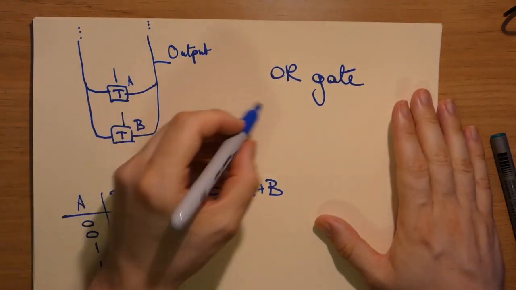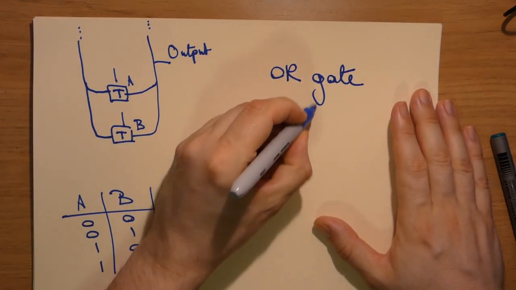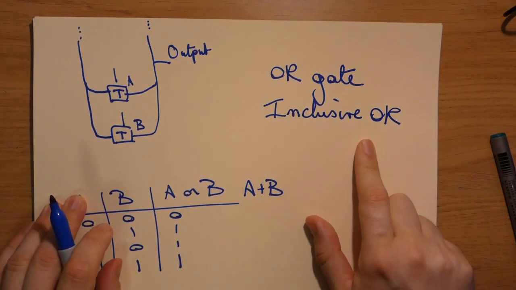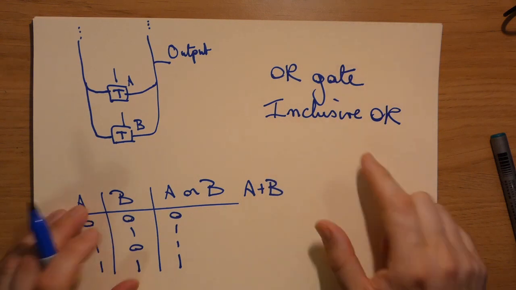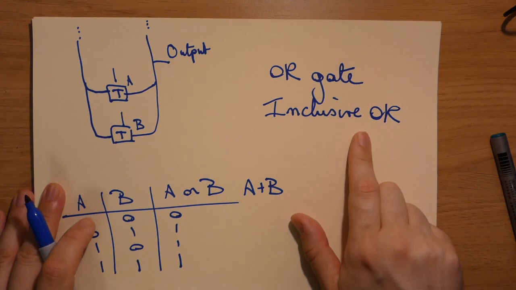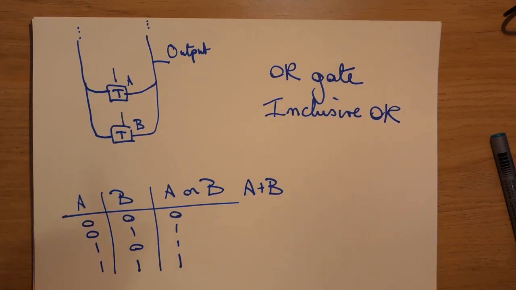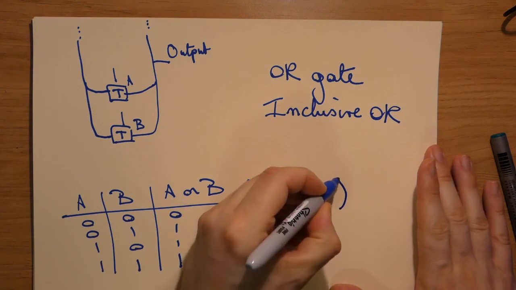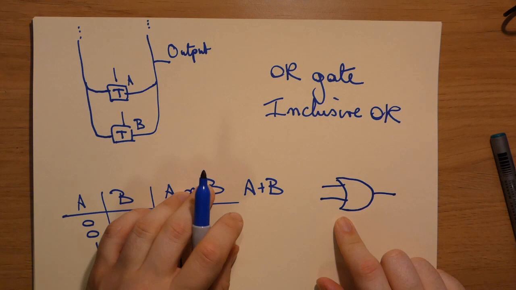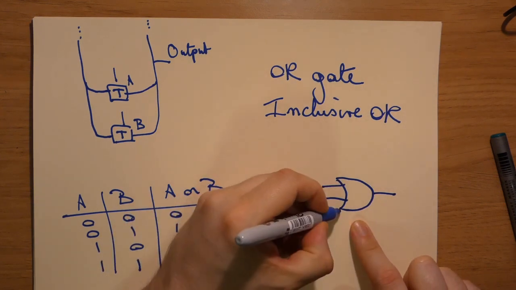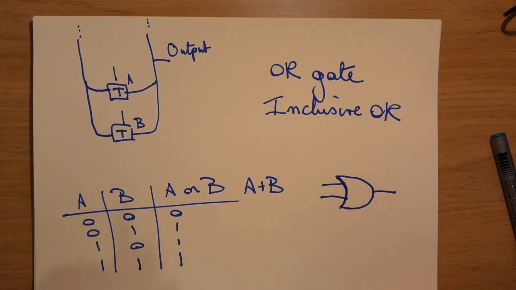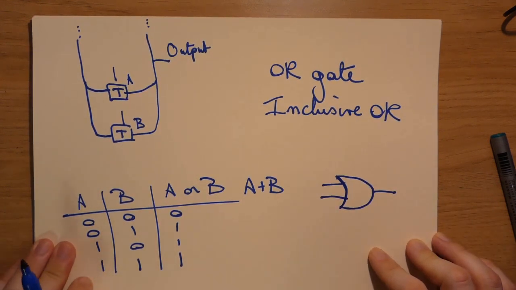This is also known as the inclusive OR. And so that will tell you that if there is an inclusive OR, there must be an exclusive OR. When you don't specify which one you mean, it is the inclusive OR. So the symbol here is the same as the AND gate, except that instead of a straight line here, we have this curved line. So that's our OR gate.